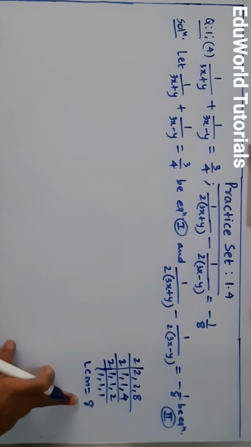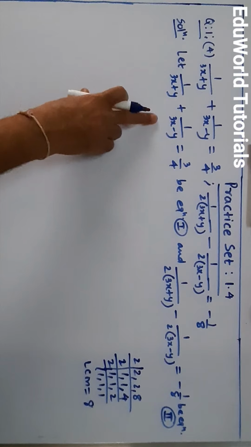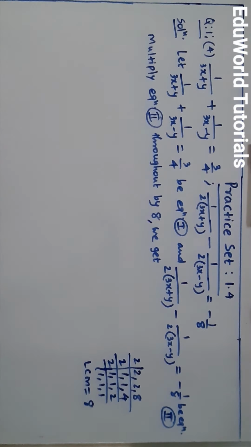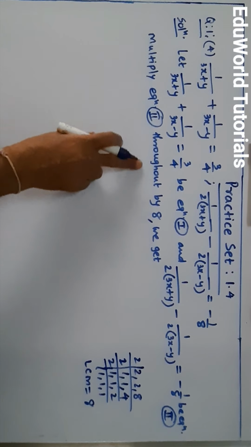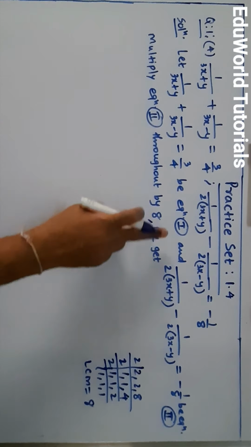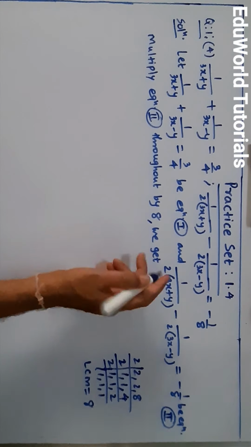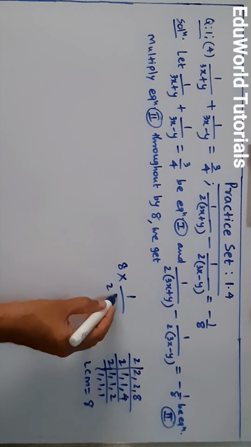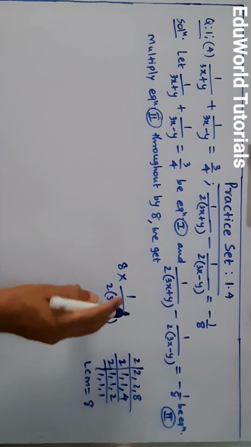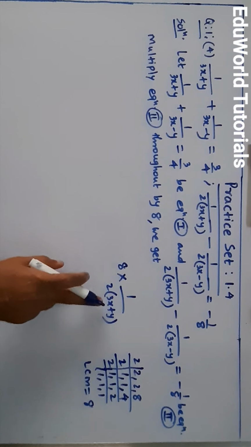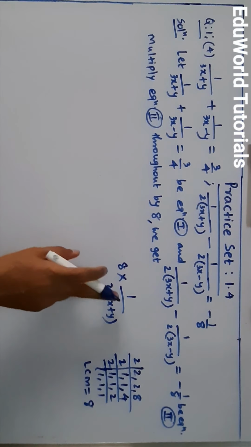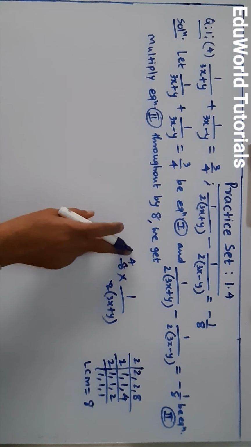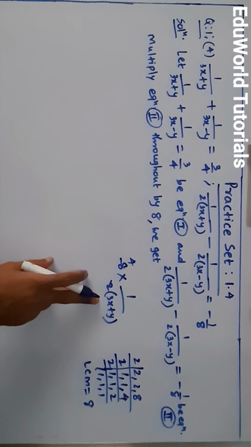Okay, what will happen then? What will be the effect? Let's see. The first equation I am writing as it is. For the second equation I am doing this. I wrote: multiply the second equation throughout by 8, we get. Here we first look at this equation. If you multiply this first term, I am showing you by working so you will be able to understand. The first term is 1 upon 2 times 3x plus y. I multiplied this term by 8. So what will happen? 2 4s are 8. So this will become 4 upon 3x plus y.